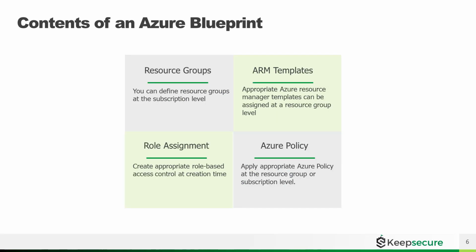Luckily, the contents of an Azure blueprint is just a combination of already existing technologies. Resource group artifacts allow you to create the required resource groups, setting the structure for how resources within the target subscription will be grouped. ARM template artifacts allow you to attach ARM templates to appropriate resource groups. Role and policy assignment allow you to configure RBAC controls and ensure appropriate governance is enforced long-term.